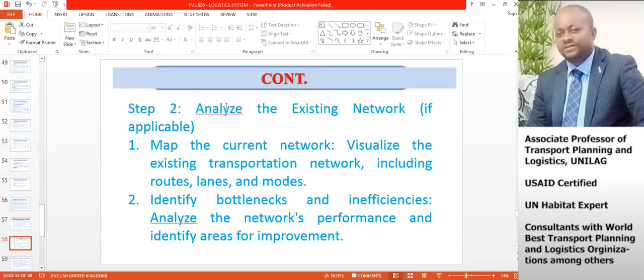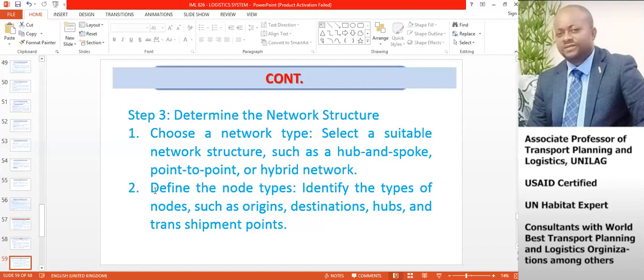Can you see if applicable there? That's why I put if applicable. Then you follow these steps. You visualize the network. You take cognizance of the challenges. Then you also determine the network structure. That's after you have the idea of the scope, number one.